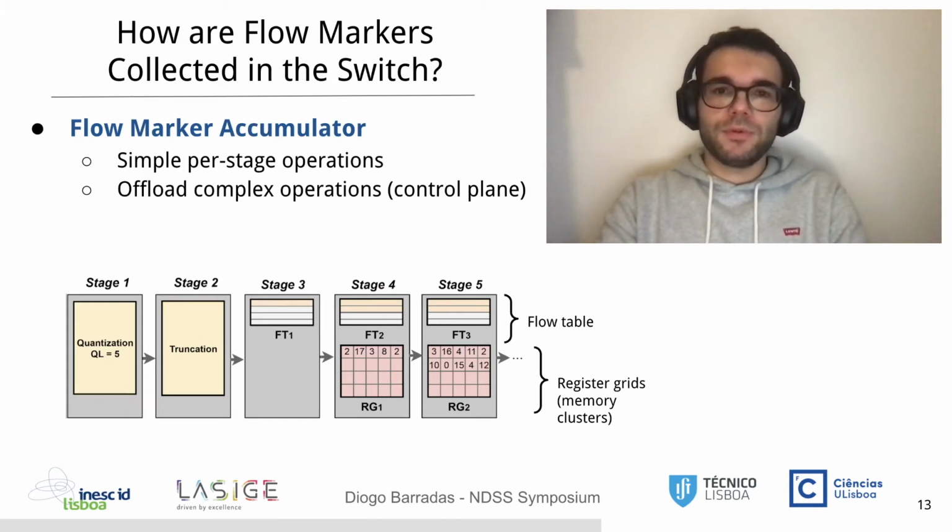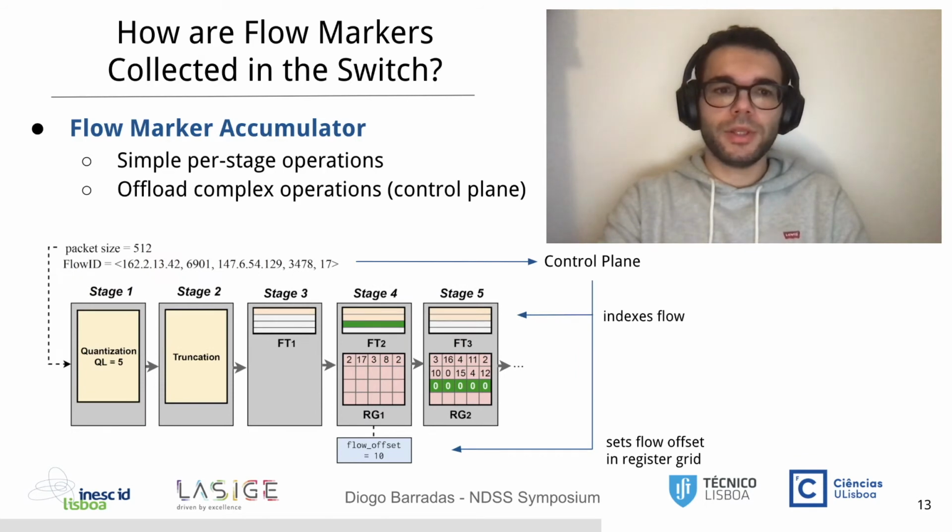Stage 1 will be responsible for performing the quantization operator, and stage 2 will be responsible for performing truncation. The remaining stages will be used to match flows to their corresponding flow markers in the register grids located in memory clusters. So what happens when a new flow reaches the switch? Suppose that we have a new flow ID reaching the switch. This flow will be communicated to the control plane, and the control plane will index this flow in the flow table of the data plane. It will also set a flow offset in the register grid so that we know the particular location of this grid where the flow marker for that flow is located.